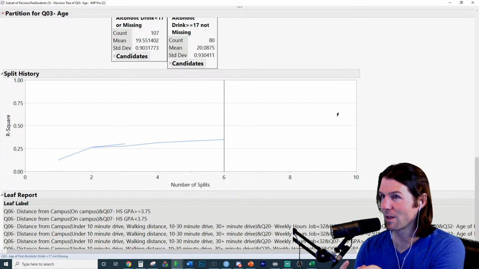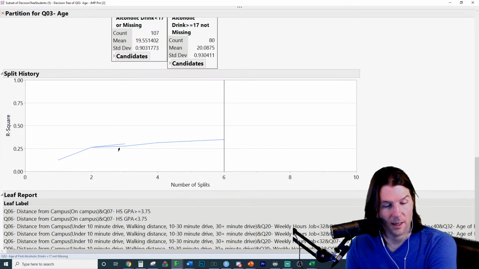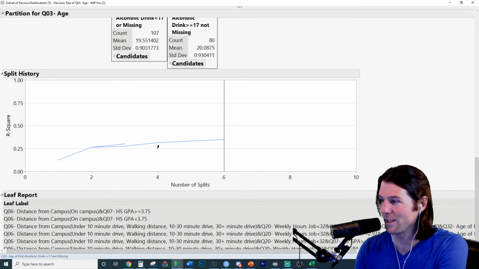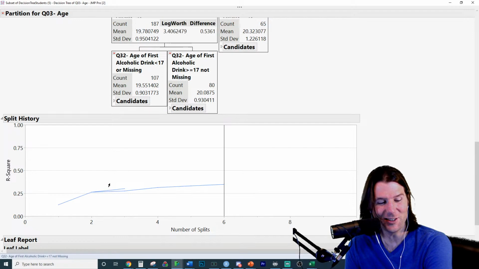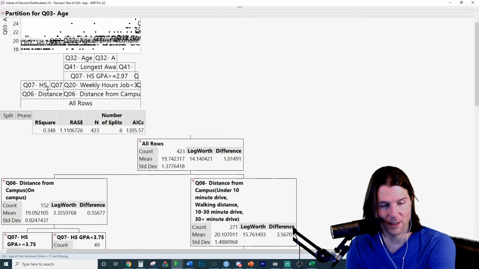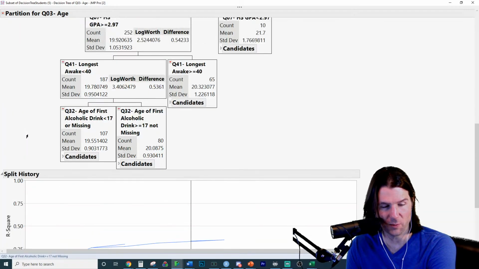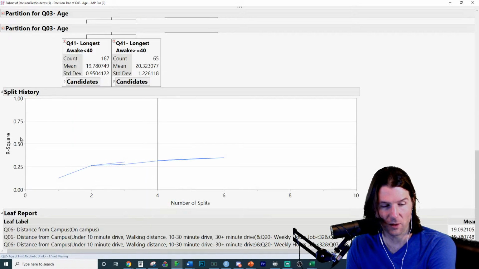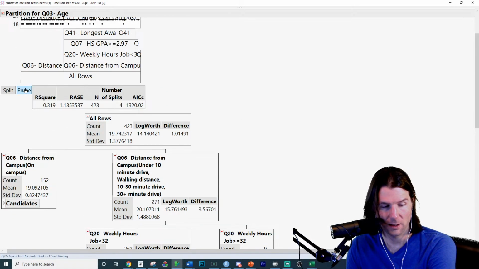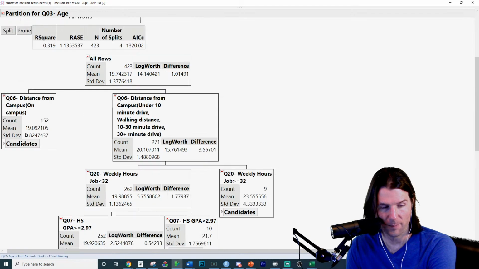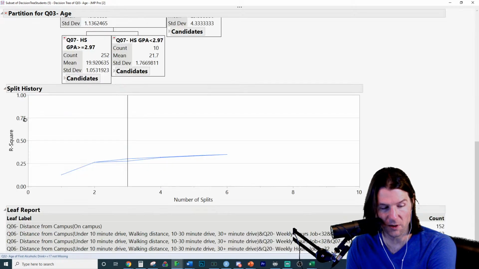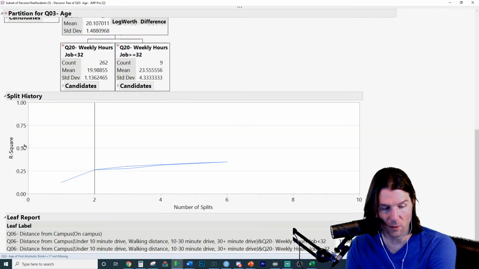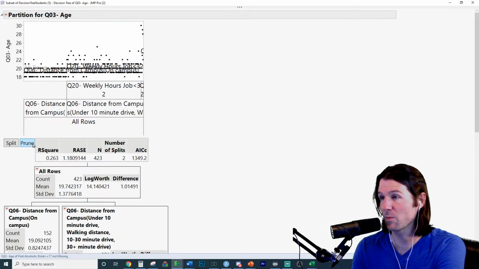Go to 4? Maybe. We really need to look at the cross validation, right? Cross validation would decide it for both of us. I'd go to two. Connor wants 4 splits. I want 2 splits, and neither of us could argue with the cross validation. Connor's going to go with an R squared of 32%, and Brian's going to go with an R squared of 26%.